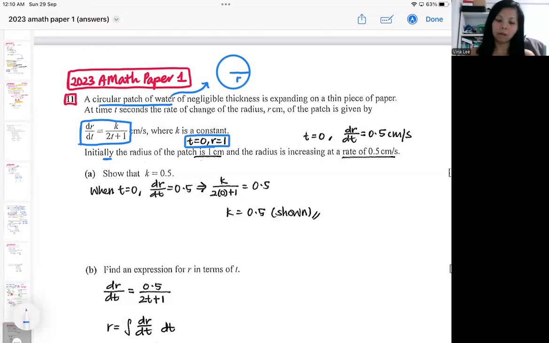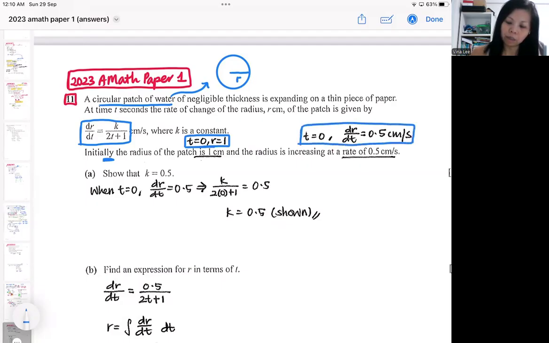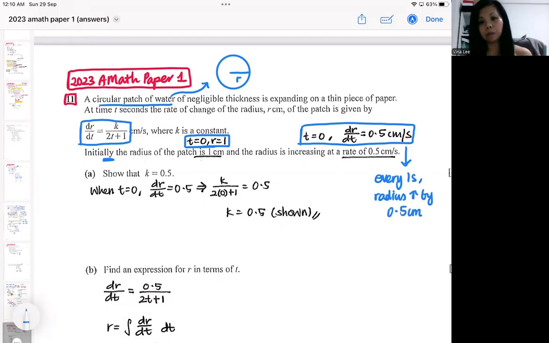Okay, and then it also tells you that when t is equal to 0, the initial part, the rate of change of radius is 0.5. Meaning every 1 second, the radius is increasing by 0.5 centimeter. So that is the interpretation of the rate of change. Okay, so first part, you need to show k equal to 0.5.